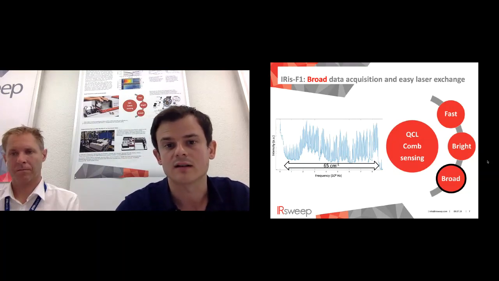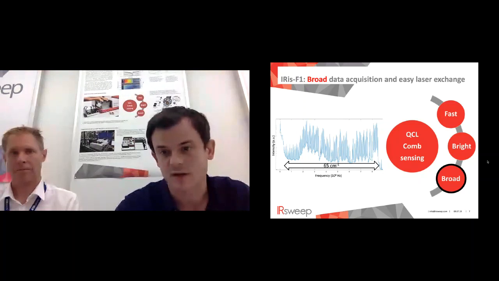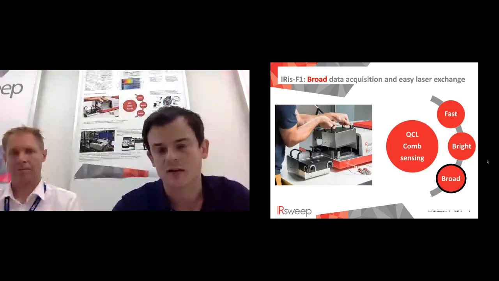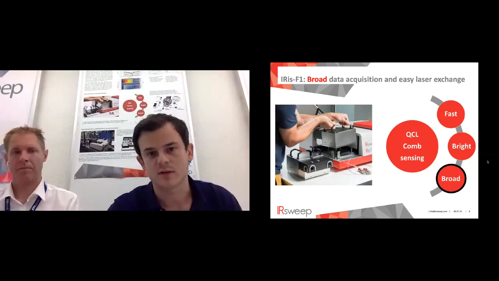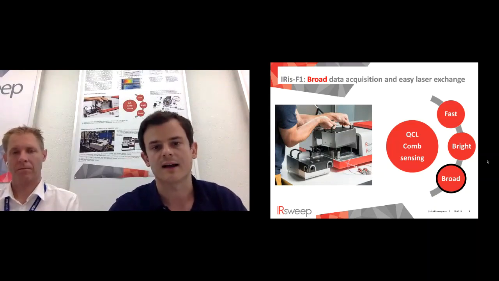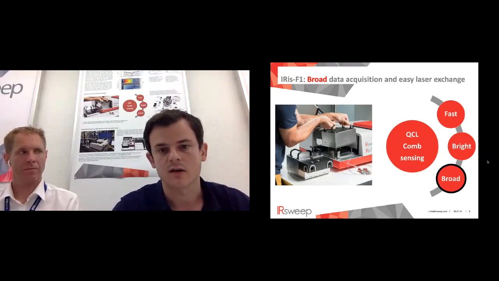And then if you want to switch application, want to switch spectral range, you can do that. You can remove one pair of lasers from the spectrometer and replace it with another one and entirely move the spectral range where you operate.